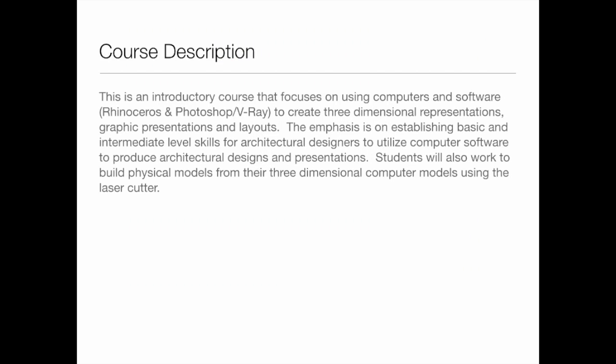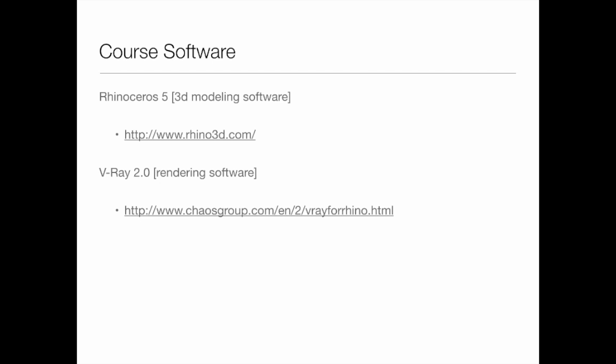So course description, you guys can read this when you have time. It basically means that it's about Rhino and V-Ray. So we have two primary software packages that we're going to cover. The big one is Rhino. We'll be using Rhino 5 in this class. It's going to do all of the 3D modeling that we're going to make.